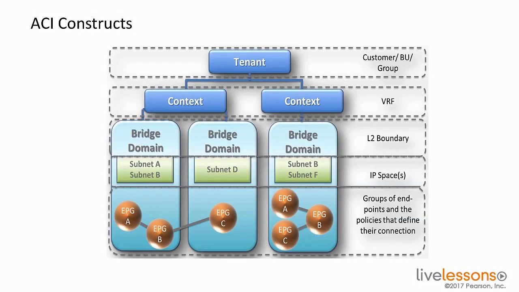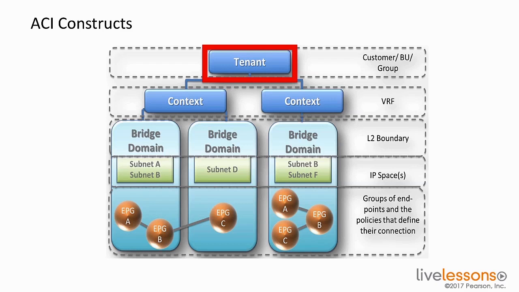When working with ACI, there's a few new terms that we need to learn. For instance, we can divide the physical fabric up into individual logical networks. This is different than a VDC. In a VDC, we divided one physical switch up into multiple logical switches.